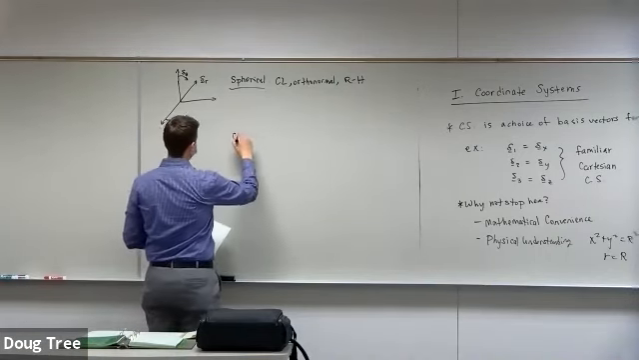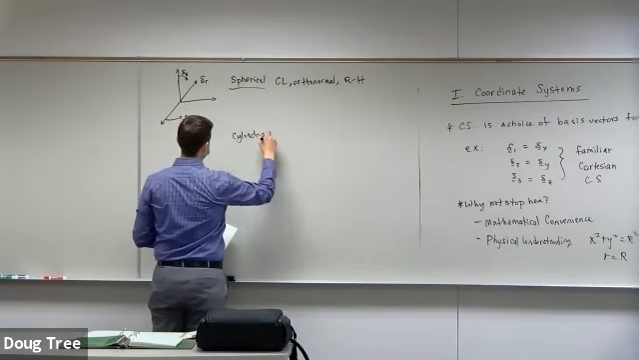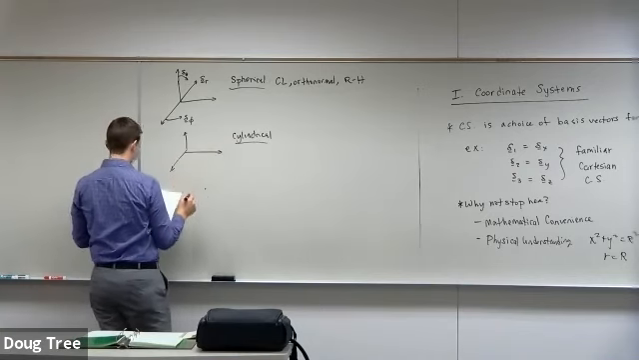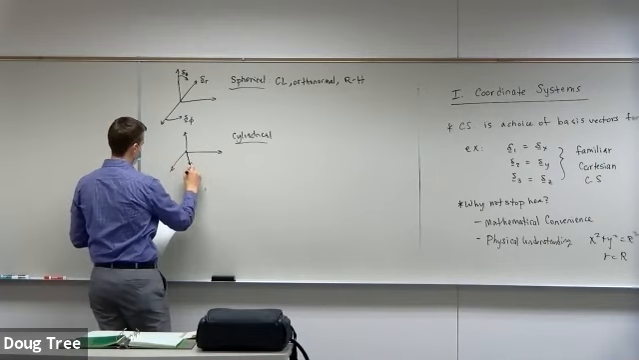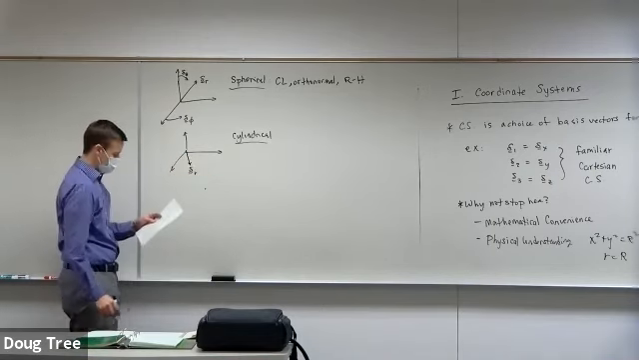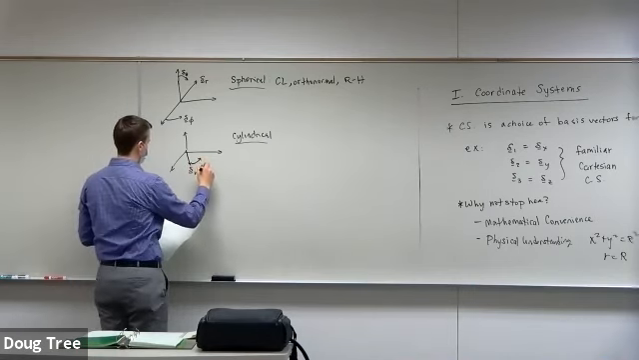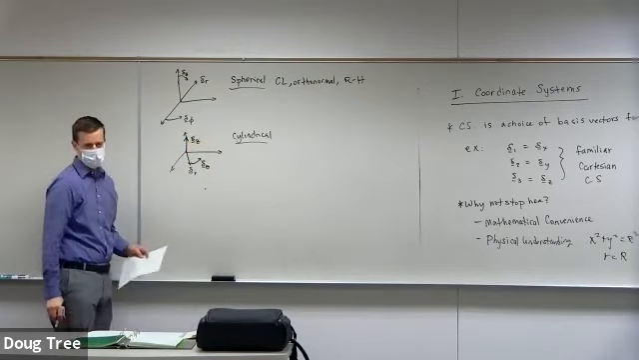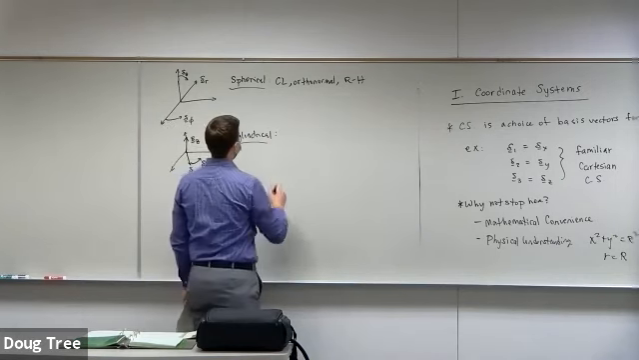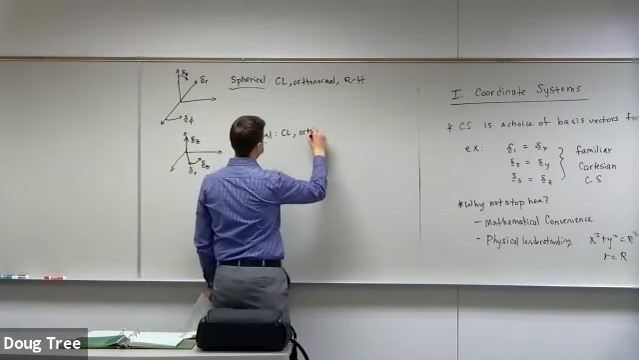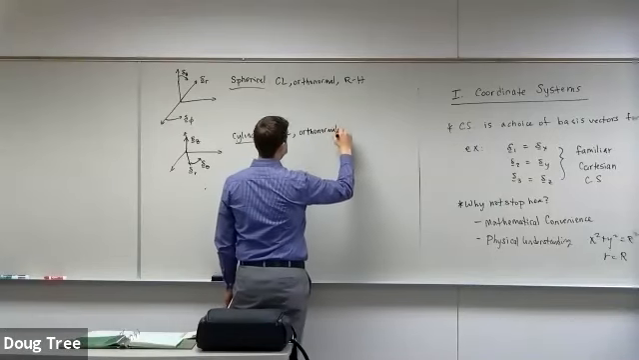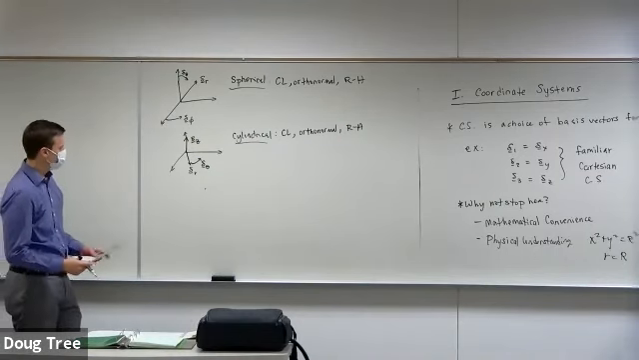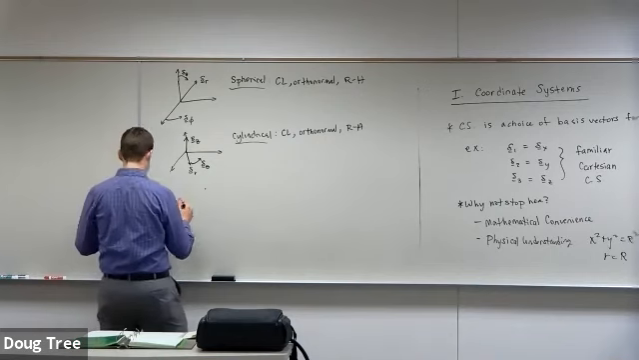Then we have cylindrical coordinates. We have some delta R in the plane, and some vector delta theta, and then we have delta Z. It has the same properties as spherical: it's curvilinear, orthonormal, and right-handed. I have two more examples, and then I'll stop and take some questions.